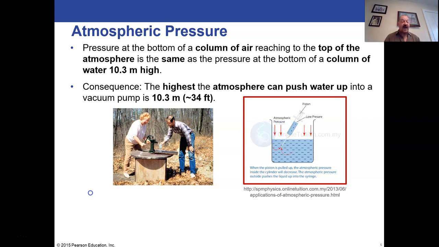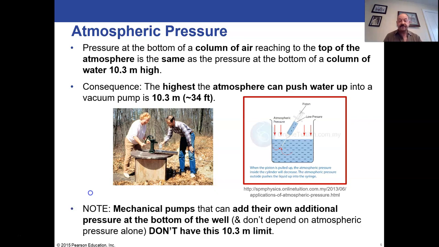And because of that, no matter how hard you pump, no matter how hard you suck, you will never be able to draw water up a tube higher than 34 feet. It is absolutely impossible as long as you're on planet Earth. Now, mechanical pumps, these are pumps that have a different mechanism of action. They actually have a mechanism of pumping that doesn't rely on the atmospheric pressure pushing them down, and they don't have this 10.3 meter or 34 foot limit. So you might be thinking, well, I know of pumps that do more. Yeah, those are mechanical pumps that have a whole different mechanism of pumping action.